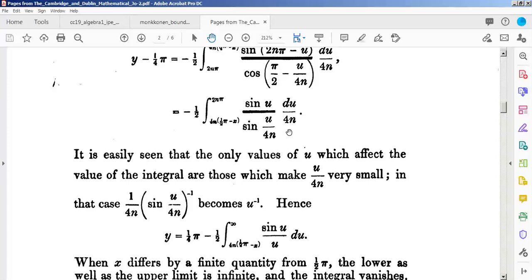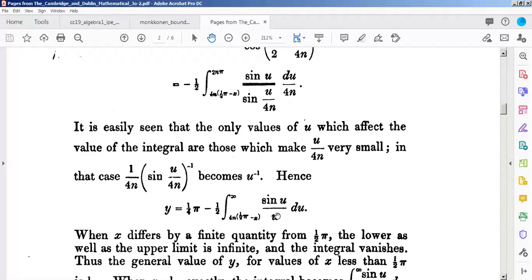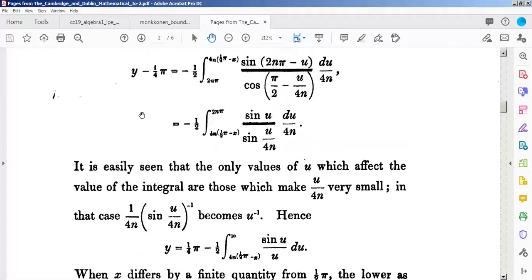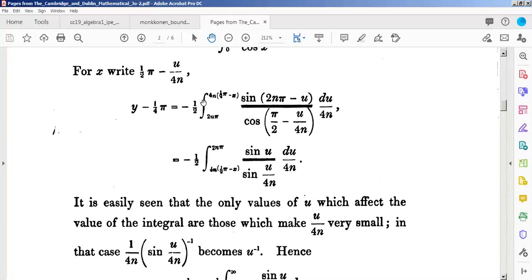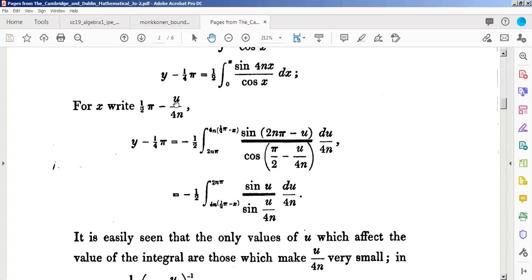Because as n goes to infinity, I guess my quibble with that is he's still got sine u over u in the integrand. And he's doing a change of variable that also depends on n, right? So he's saying x equals 1/2 pi minus u over 4n. So fix x and u, or whatever, and let n go to infinity. You're always left with x equals 1/2 pi, right? So you can't literally go to infinity here. That's my point. Or else you don't really have a change of variables.